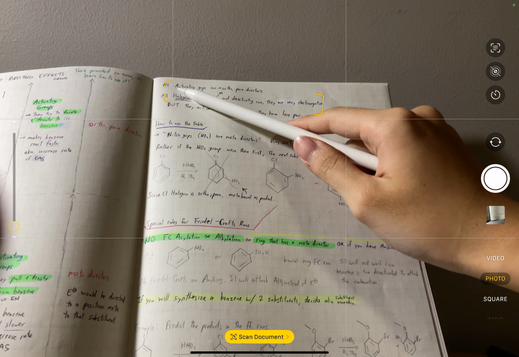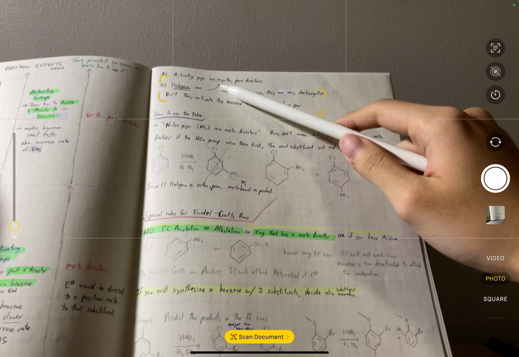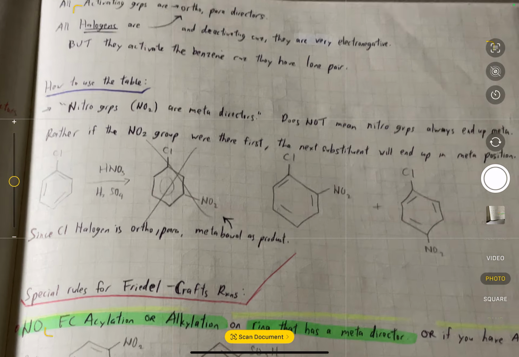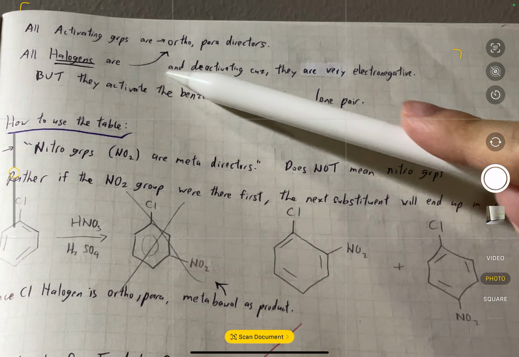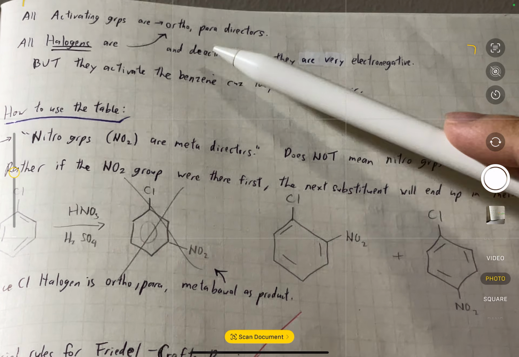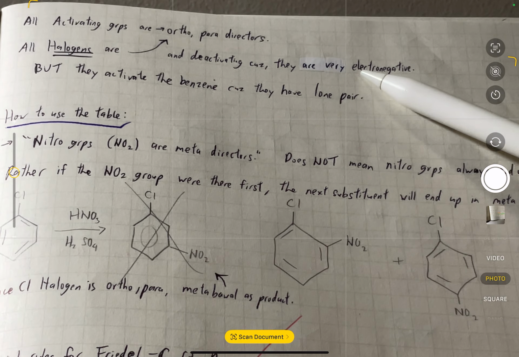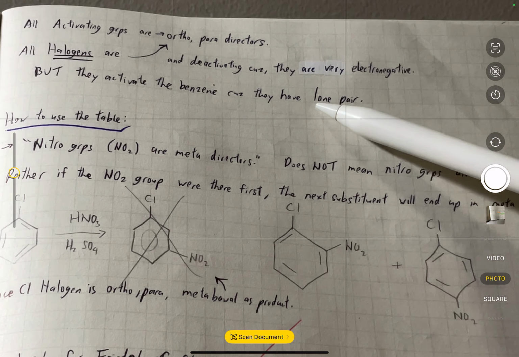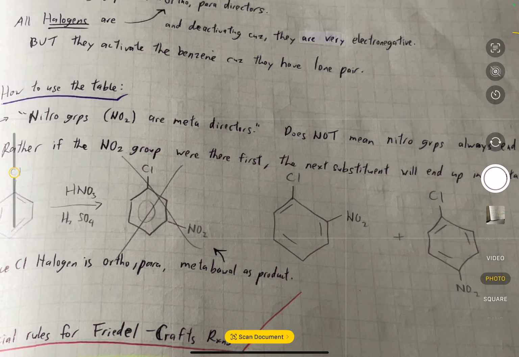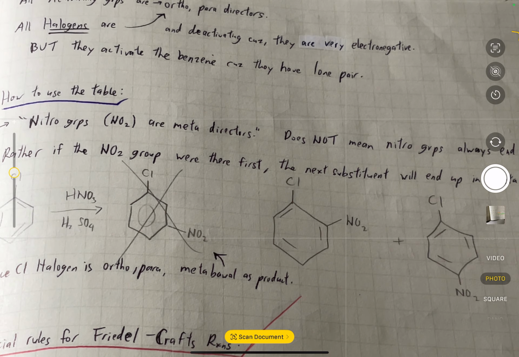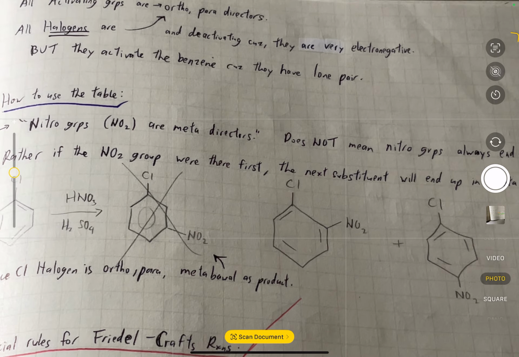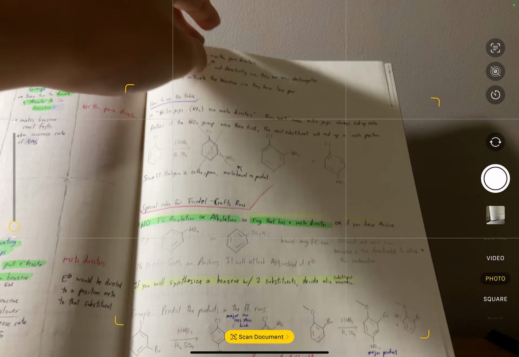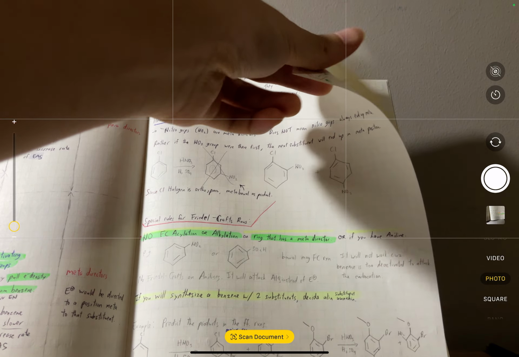So all activating groups are ortho para directors. All halogens are deactivating, and they are ortho para directors because they are very electronegative. But they activate the benzene because they have a lone pair. Okay. So yeah, they have a lone pair, they are activating.